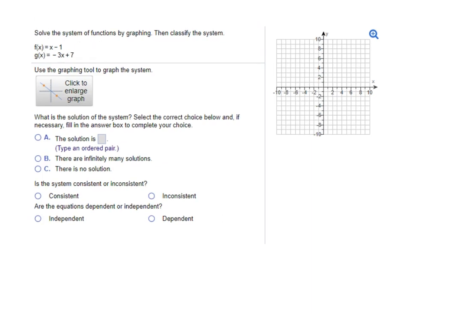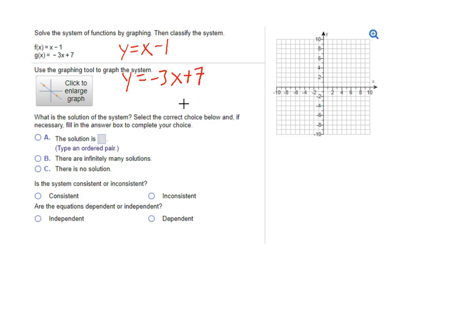Okay, let me try that again. Let's see, what am I doing? Okay. Y, okay, I wasn't sure if I was going to write. Y equals x minus 1, and y equals negative 3x plus 7.